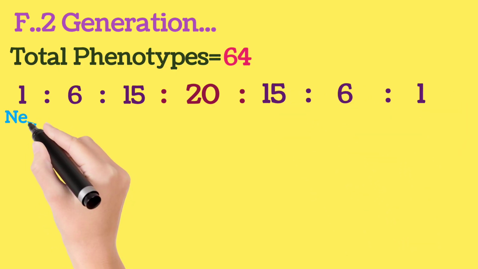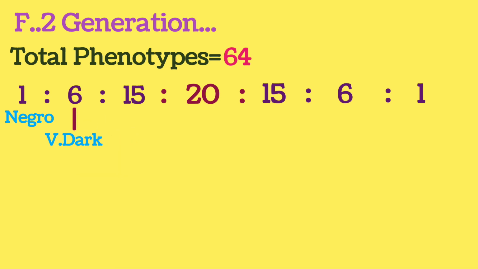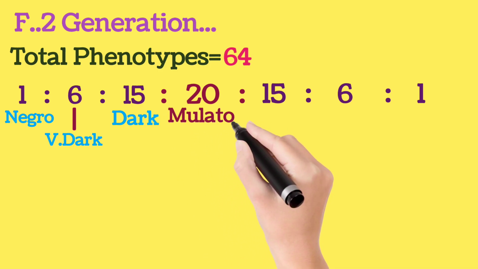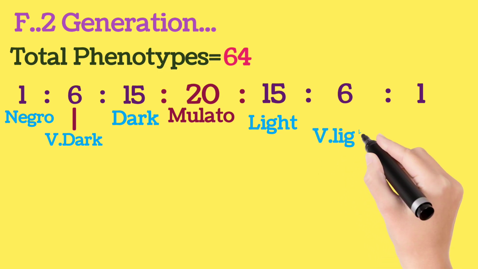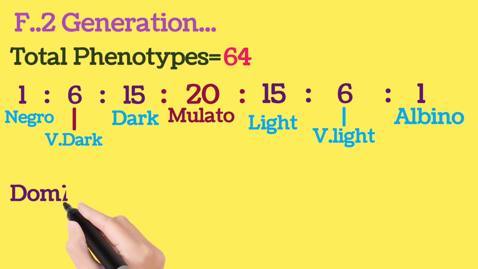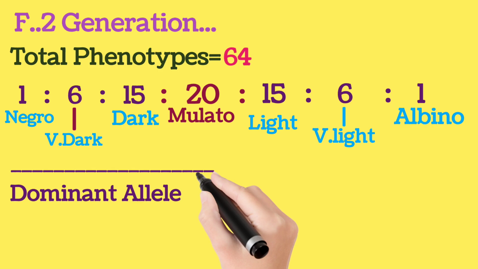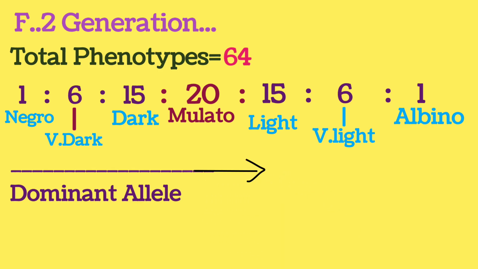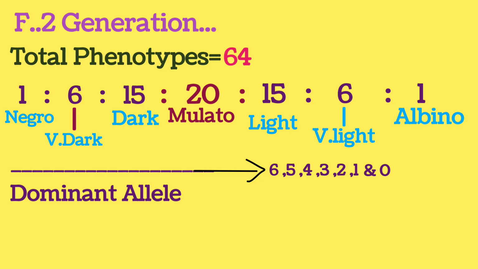Now let me write their names. Negro 1, accordingly 6 are very dark in color. We have 15 phenotypes which are basically dark in skin color, and 20 are mulatto or intermediates. Again 15 are light in skin color. Accordingly 6 are very light in skin color, and there is one individual, it is albino. Now let me show you the contributing alleles or dominant alleles involved in these phenotypes. Proceeding from Negro to albino phenotype, we have dominant allele numbers 6, 5, 4, 3, 2, 1 and 0 respectively. Means 0 dominant alleles are present in albino.